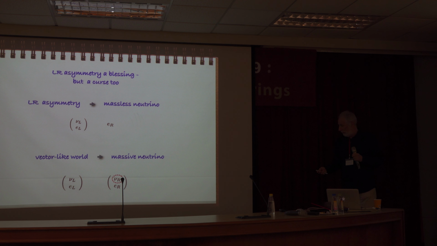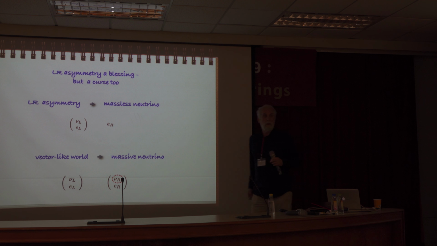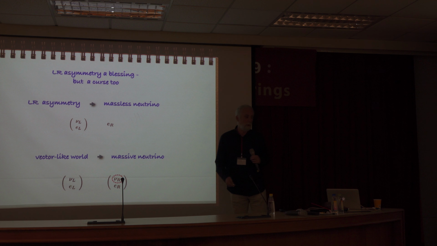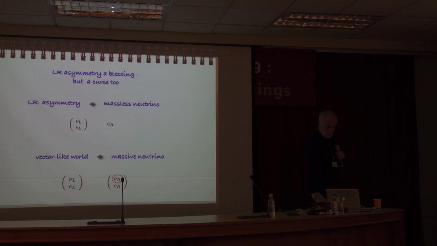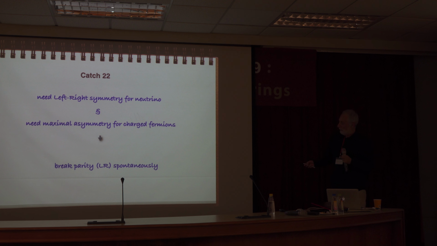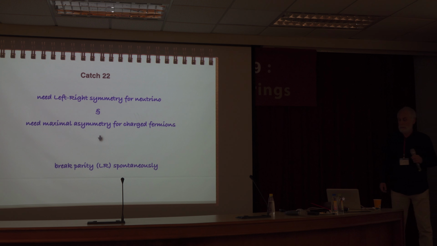In the vector-like world, however, the neutrino would have been massive. So that would have been a great thing. You would have a neutrino mass prediction long before experiment. So it's a kind of catch-22 situation. You want to have left-right symmetry for the neutrino, and when you break it maximally for charged fermions, it's not surprising that it's going to work if you live in the left-right symmetric world and break the parity spontaneously.